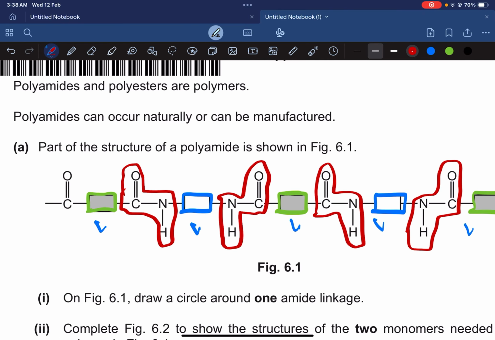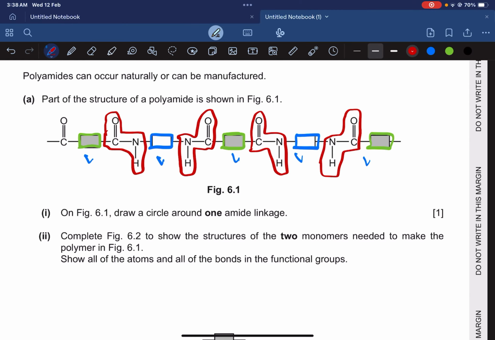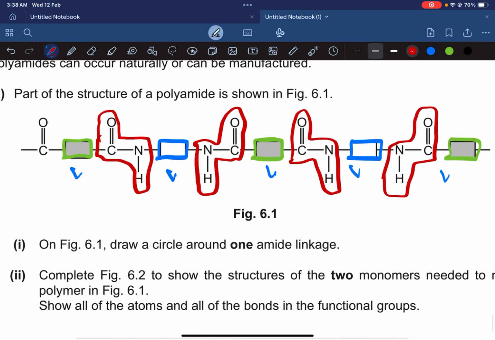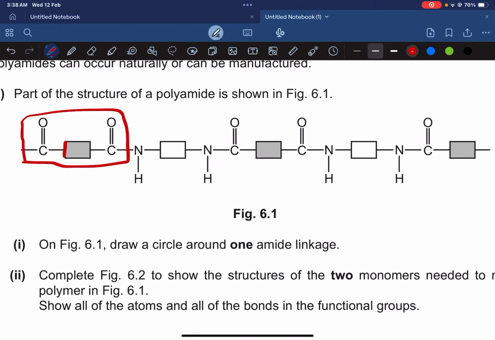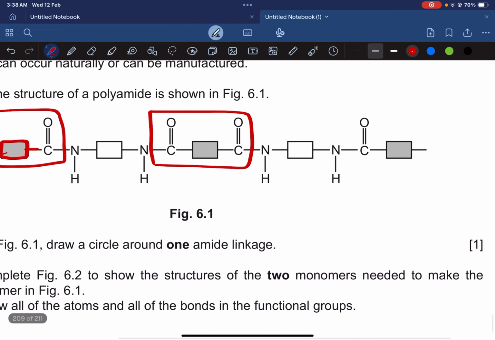Okay? Complete figure 6.2 to show the structures of two monomers needed to make the polymer. In figure 6.2, show all the atoms and all the bonds of the functional group. Okay, now let's identify the monomers by completing the diagram. I'm gonna erase all this, and now let's understand how the monomers are made. This is the first monomer, I'd say, because I have this, and around this I have this black box. I'm gonna circle all the black boxes I have. These are my black monomers.